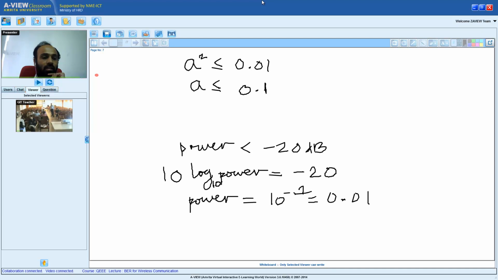Let me go to GIT. I think they want to start an interaction. GIT, now we are saying A is less than or equal to 0.1. What is the probability that A is less than or equal to 0.1? Can someone tell me what is the answer? How can I come up with the probability that A is less than or equal to 0.1?